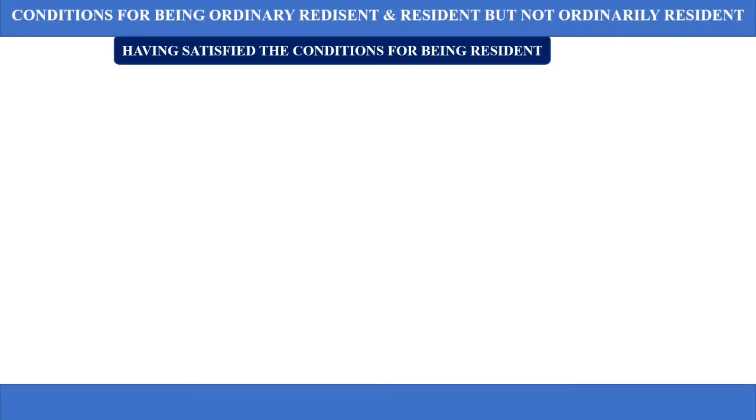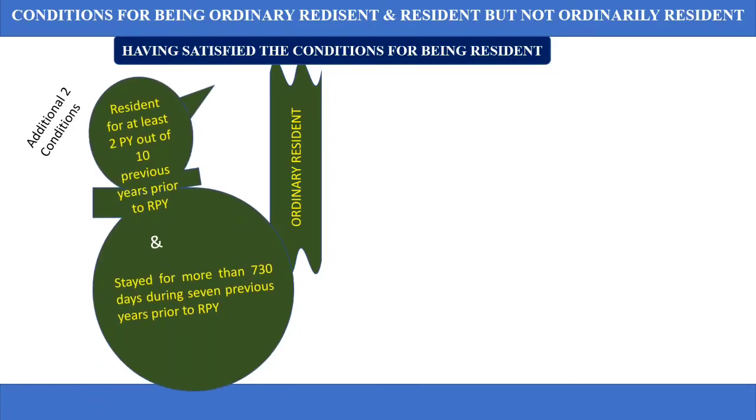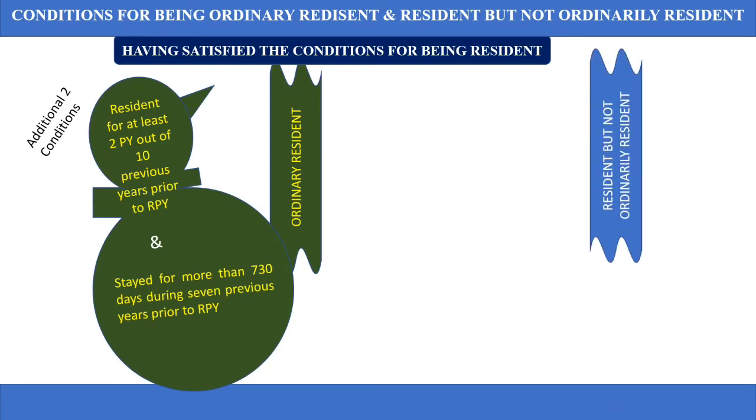Having satisfied either of the 2 conditions for being resident, he has 2 other options. One is ordinary resident and the other one is resident but not ordinarily resident. For being ordinary resident, he has to satisfy 2 additional conditions. One is he must be resident for at least 2 previous years out of 10 previous years prior to the relevant previous year, and he should have stayed for a period of 730 days or more during the period of 7 previous years prior to the relevant previous year.